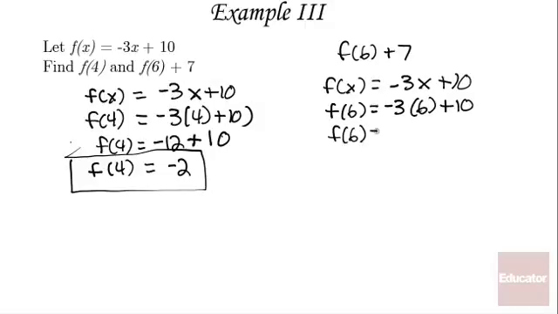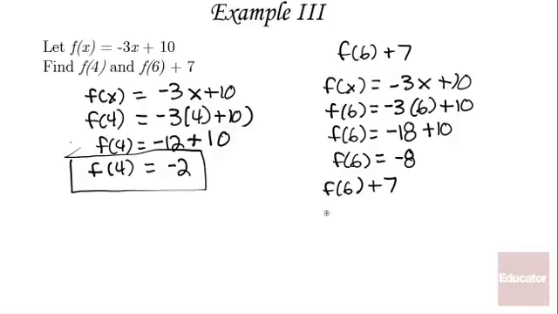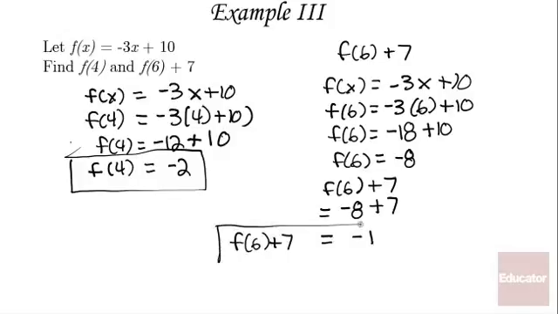So f of 6 equals -18 plus 10. f of 6 equals -8. But what I was asked to find is f of 6 plus 7. So in lieu of f of 6, I'm going to substitute in -8, and I'm going to add 7 to that, and I'm going to get -1. So f of 6 plus 7 equals -1.